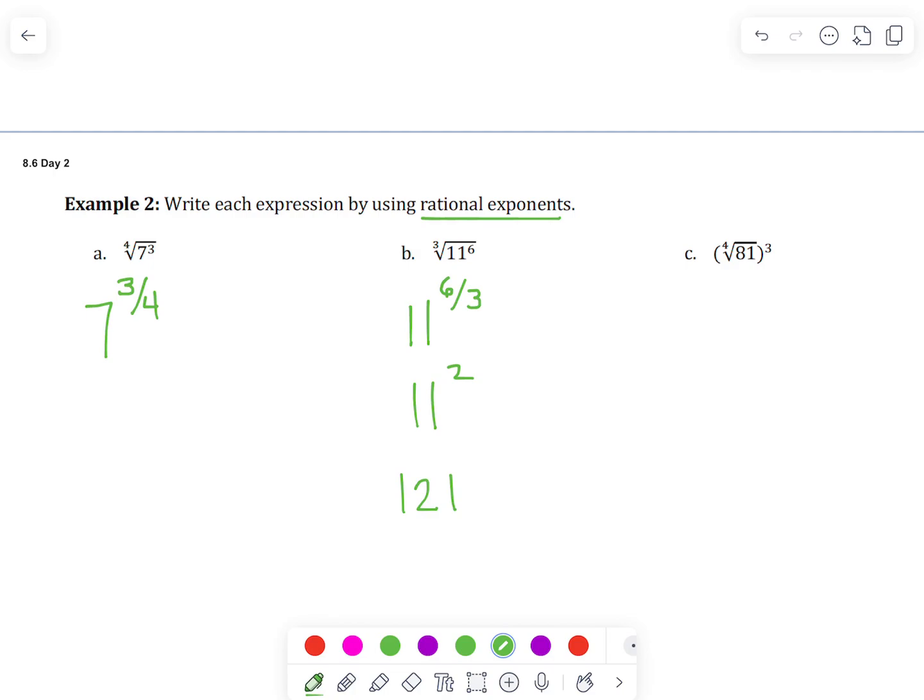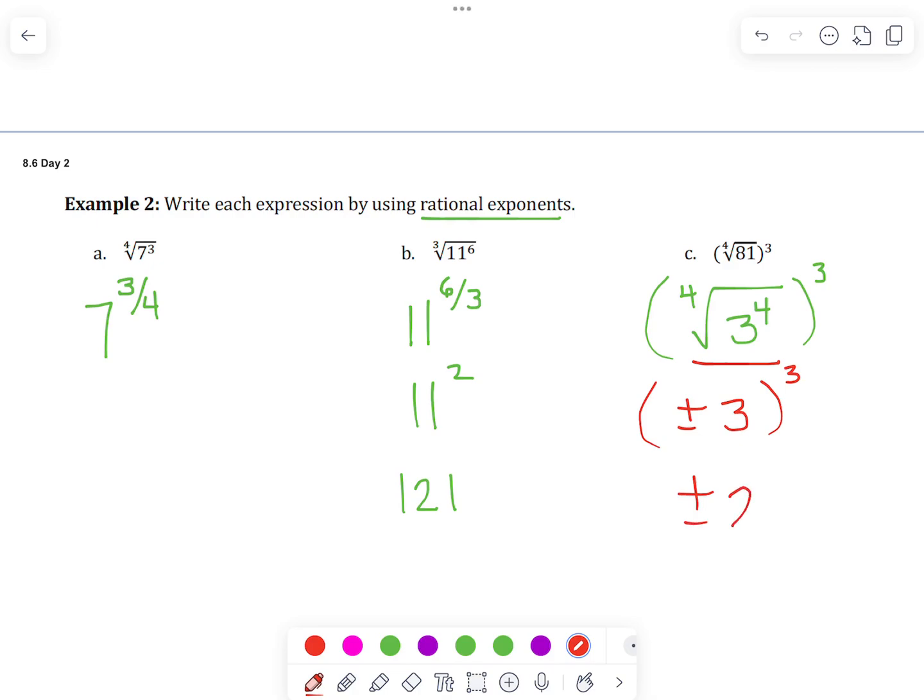Next one, we're going to rewrite that 81 as 3 to the 4th power. And then the 4th root of 3 to the 4th power is 3, plus or minus 3. And then we're raising it all to the 3rd power. So we get plus or minus 3 times 3 times 3 is 27.